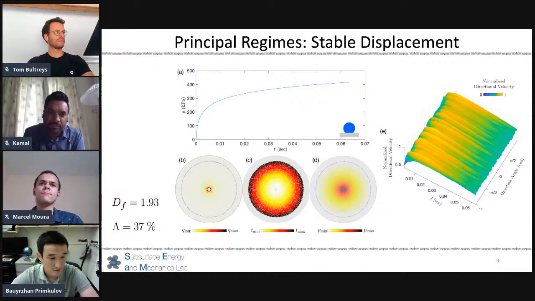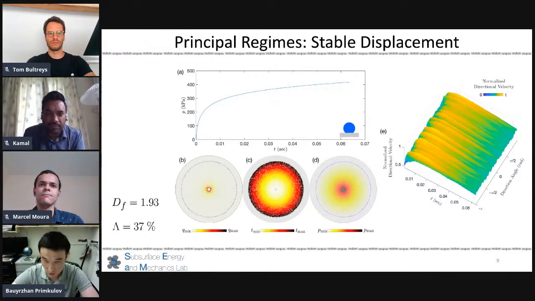So the second parameter that we define is the activity index. It's just a measure of what fraction of the pores have appreciable flow. So keep those in mind.